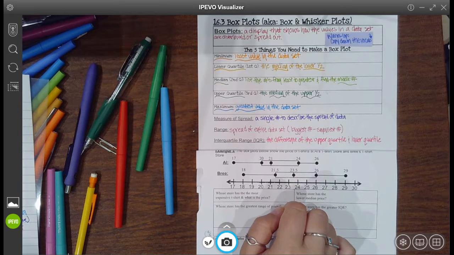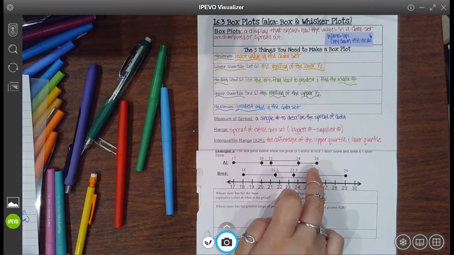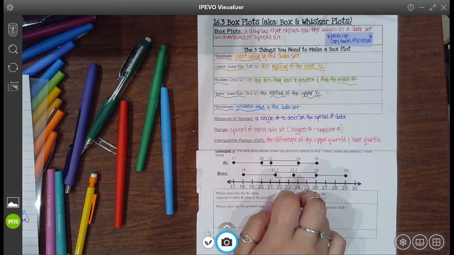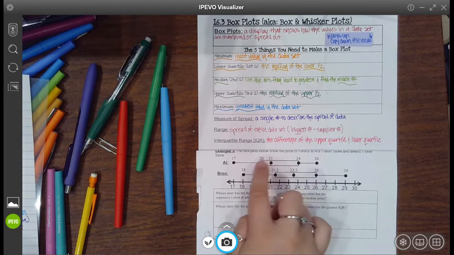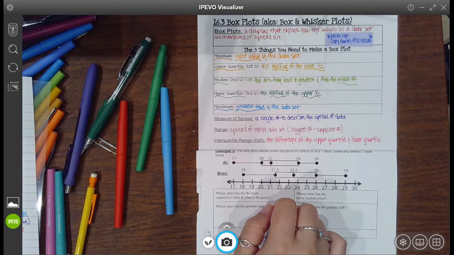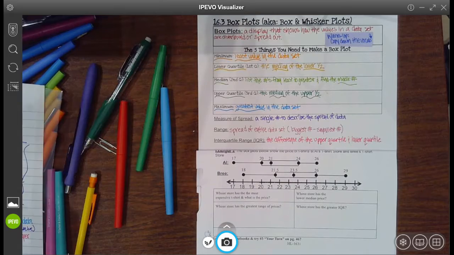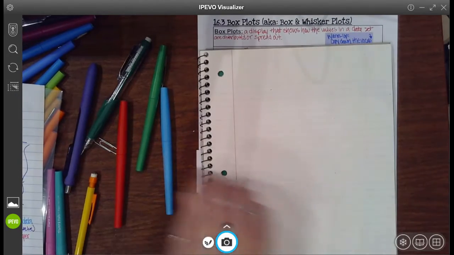So this represents more accurately the true spread of a data set, because in case the minimum, the maximum, or both are outliers, the box better represents where the vast majority of the data is located. Okay, so I'm going to really quickly show you how to find it.